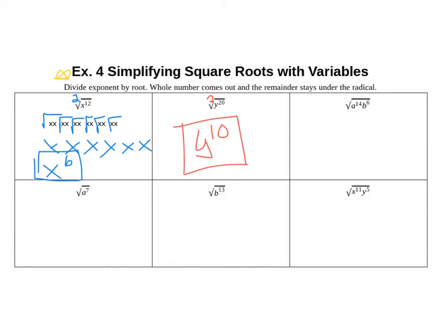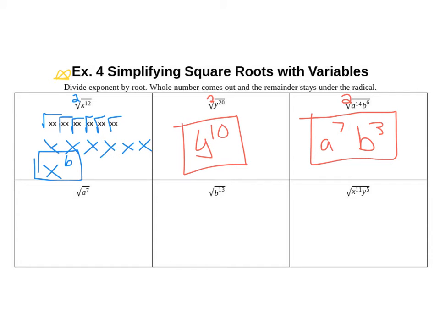Now, if we're looking at example 3, we have 2 terms in there. We just need to address both of them separately. So if we're looking at the square root, well, what's 14 divided by 2? a to the 7. What is b to the 6? So what is 6 divided by 2? Well, that is b to the 3rd. In all of those cases, they all were even numbers, so they divided evenly.